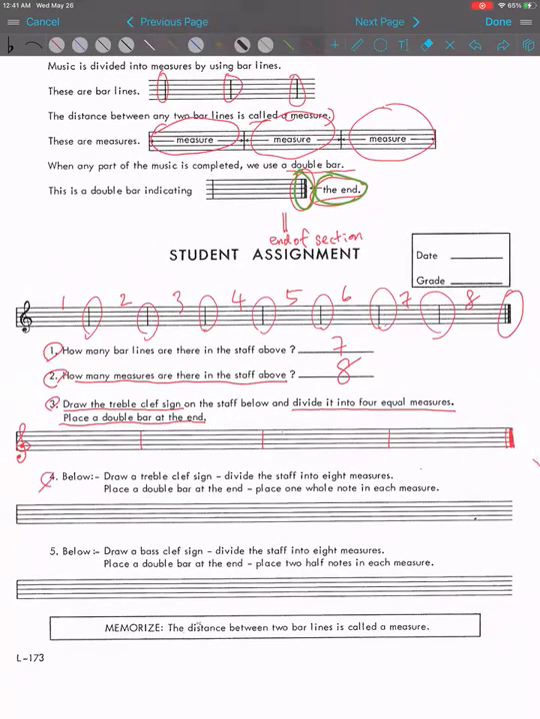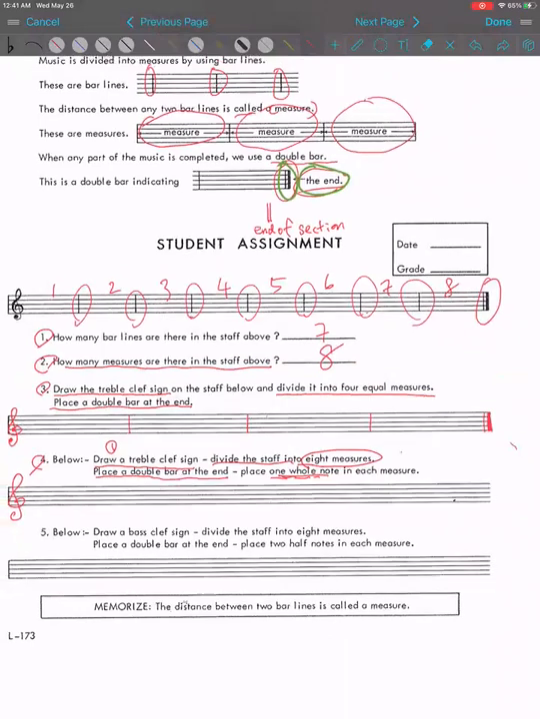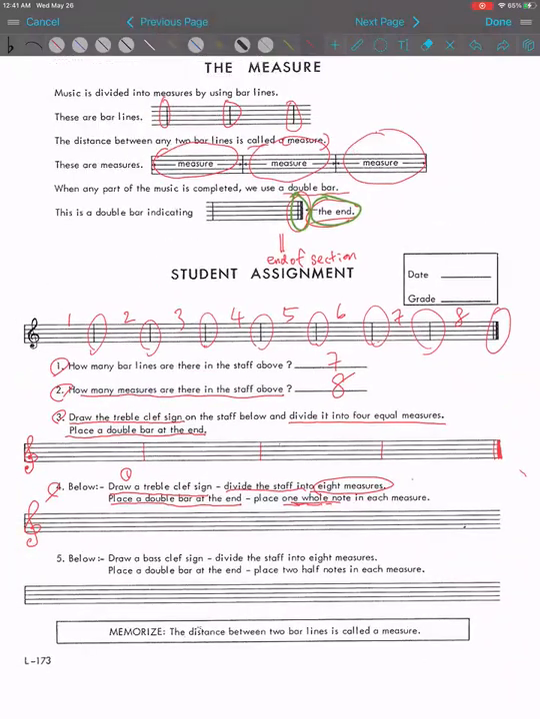Number 3, draw a treble clef sign. Divide the staff into 8 measures. And then place a double bar at the end. Place 1 whole note in each measure. So the way you do, first, draw a treble clef sign. And then divide the staff into 8 measures. So the way, if you want to do it equally and nicely, you're going to cut again halfway and then another half. Now you have 4.